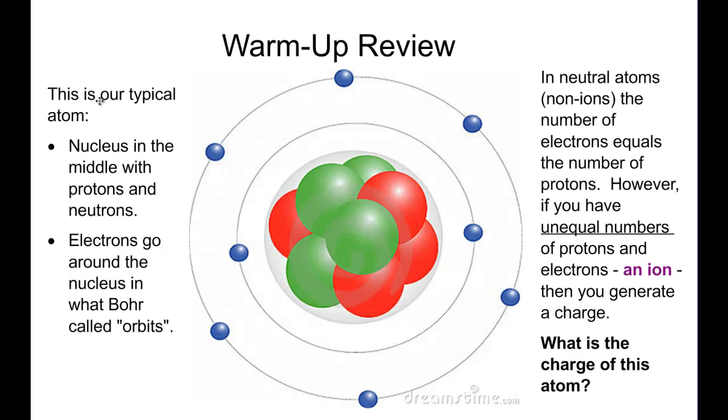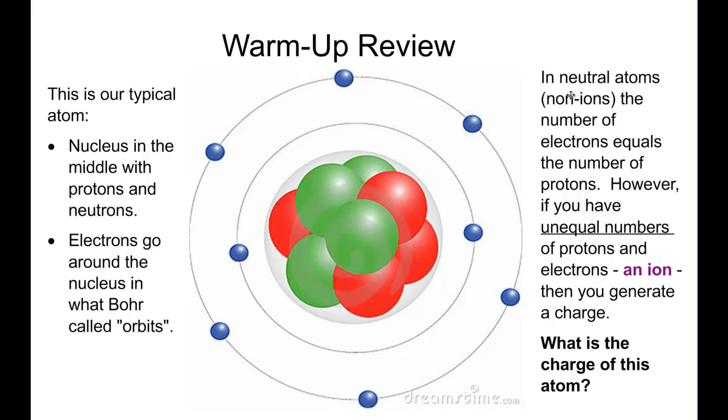So just a quick review. This is what our typical atom looks like up to this point. You have a nucleus with protons and neutrons in the middle, represented by green and red balls in this case, and electrons going around the outside in what Bohr called orbits. So Niels Bohr, from the History of the Atom video, was one of the first to figure out how the atomic structure really is, and he combined efforts from Rutherford and Thomson and created this model. So we've got blue balls, which represent electrons, going around in orbits around a central nucleus, like planets around the sun, if you want to think of it that way.